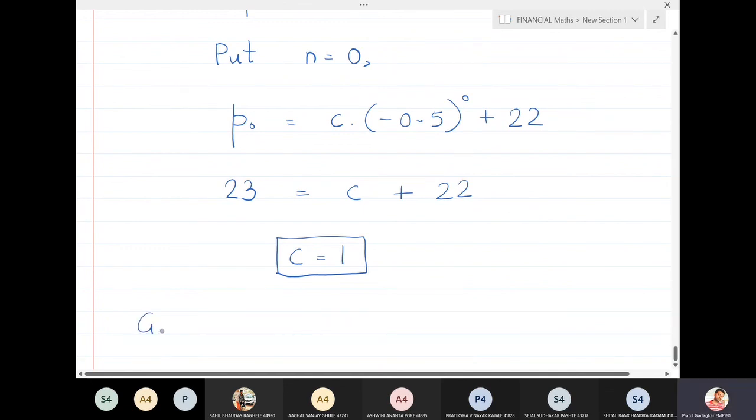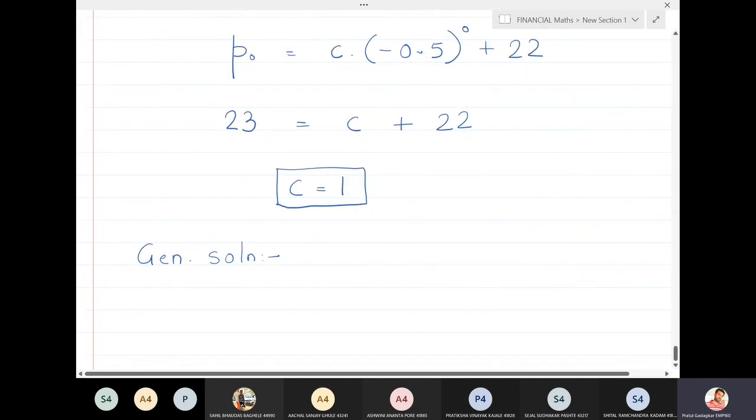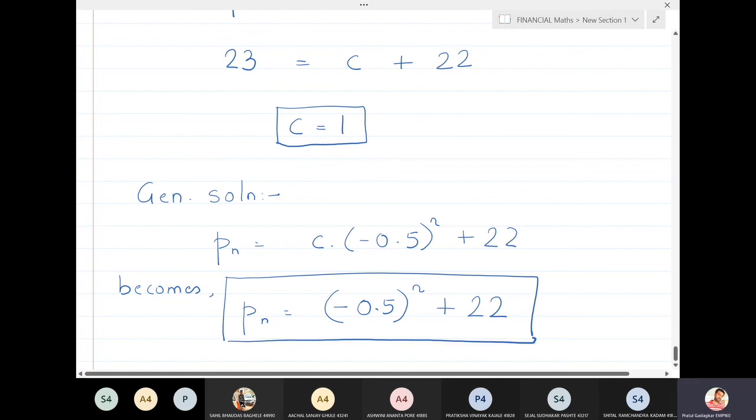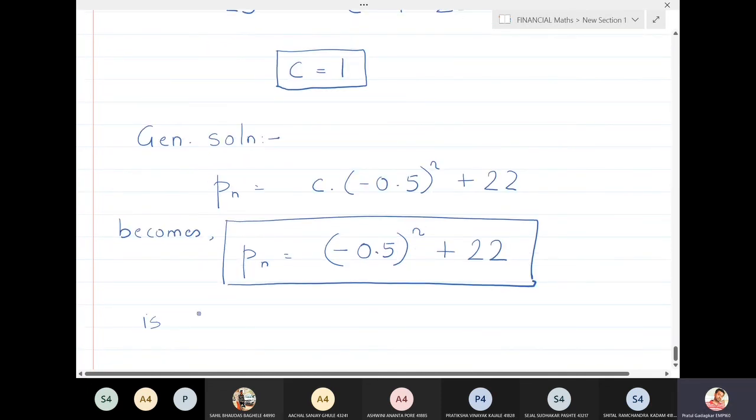Therefore, the general solution is Pn equal to C into minus 0.5 raised to n plus 22, which becomes Pn equal to minus 0.5 raised to n plus 22. This is the solution of the recurrence relation.